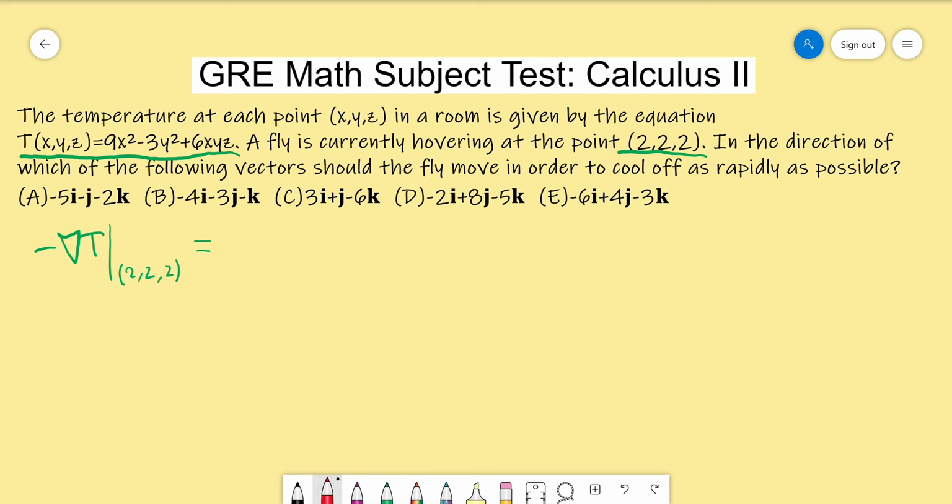If we take the gradient, remember that's a vector whose first element is the derivative of T with respect to x. So that's going to be 18x plus 6yz. And the second element is the derivative of T with respect to y, so that's going to be minus 6y plus 6xz. And the final element is the derivative of T with respect to z, which is just going to be 6xy.